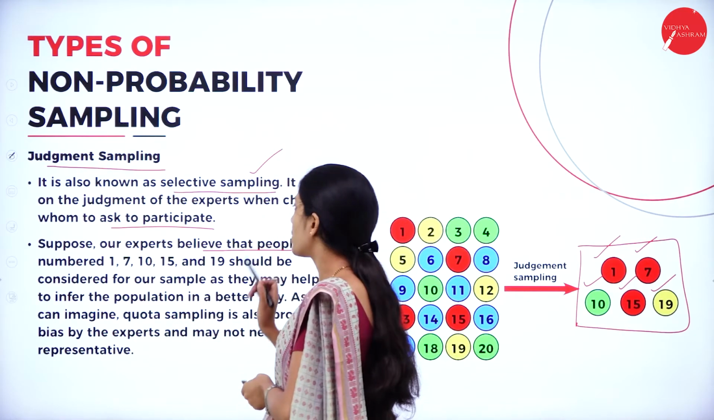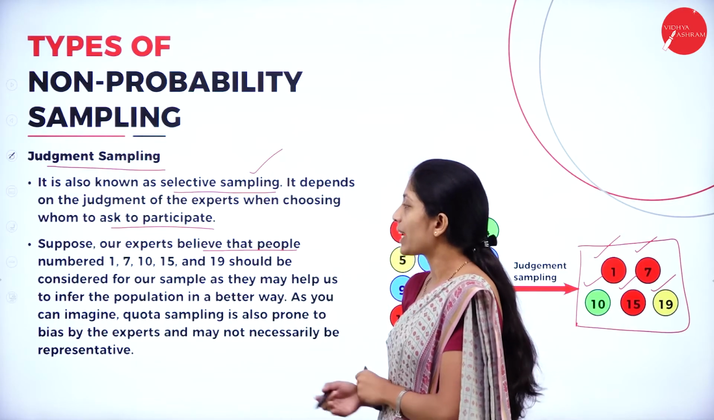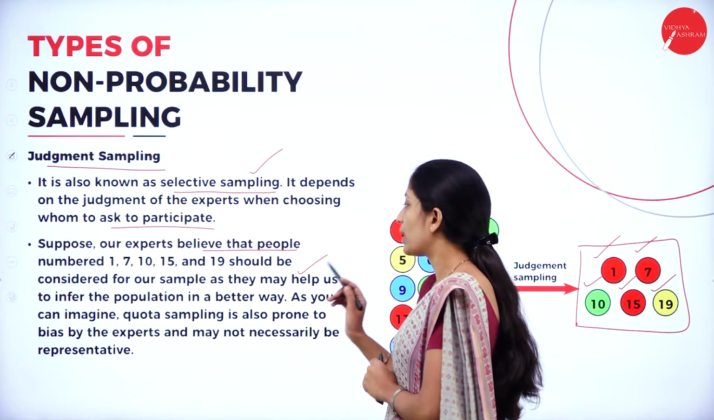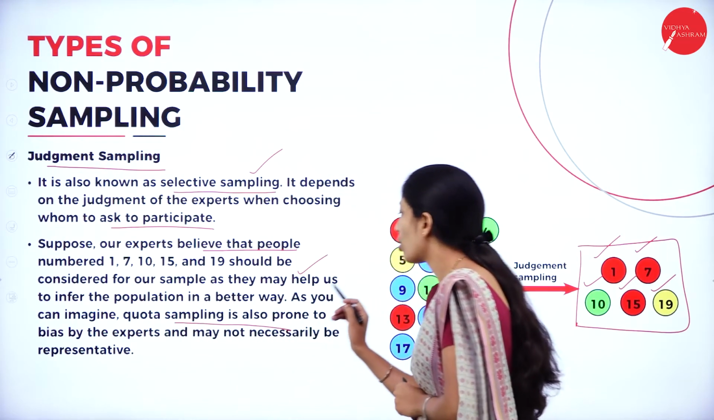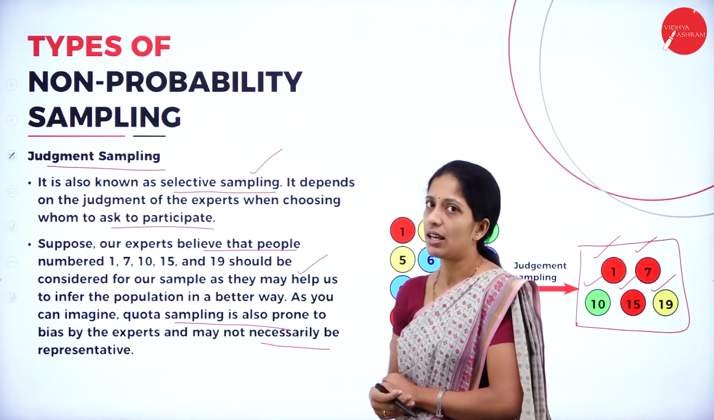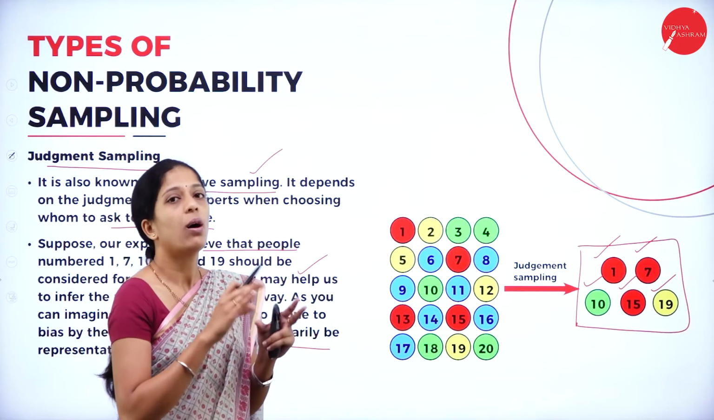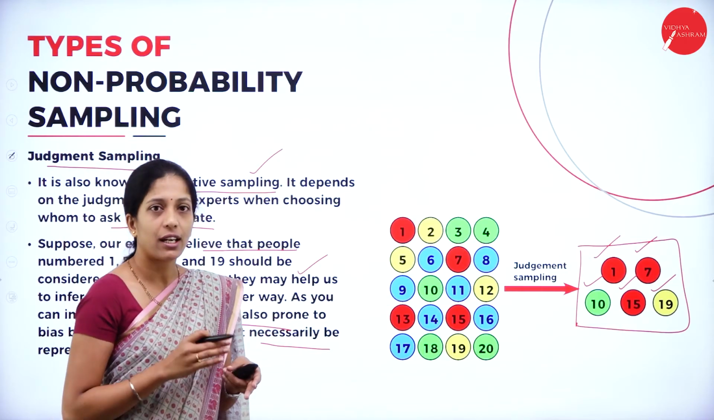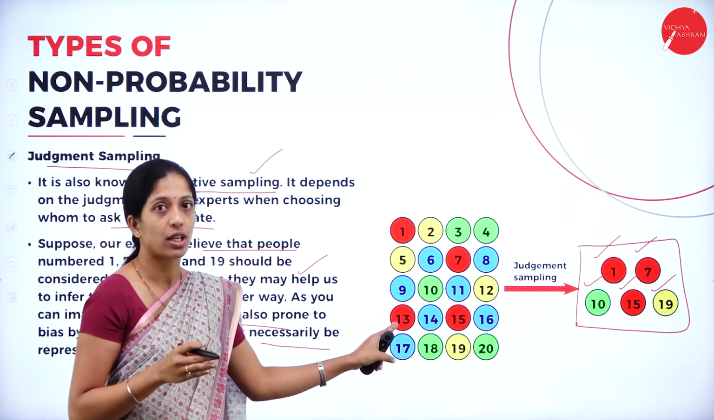Suppose our experts believe that people numbered 1, 7, 10, 15 and 19 should be considered for our sample, and they may help us to infer the population in a better way. As you can imagine, quota sampling is also prone to bias by the experts and may not necessarily be representative. So under non-probability sampling, under all the types, we can't tell that all the 5 individuals of this whole population can represent the whole population, correct?